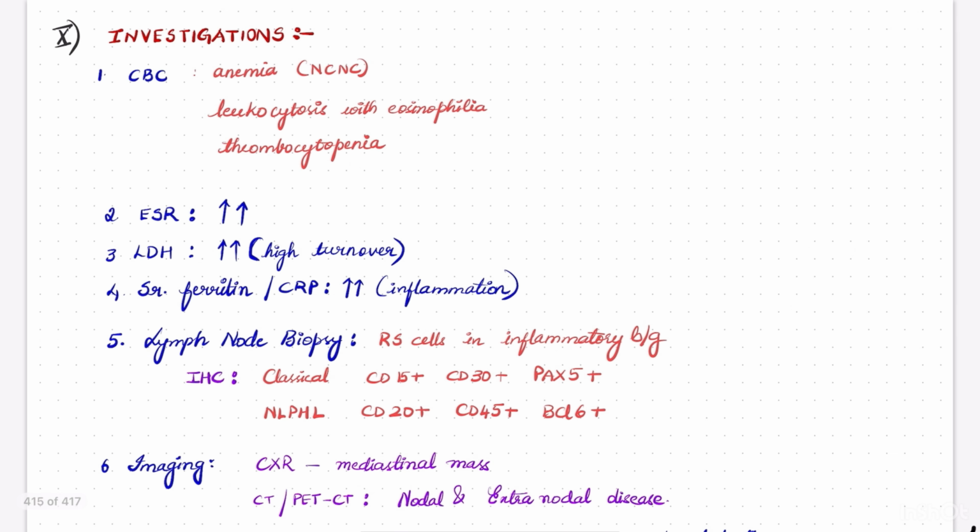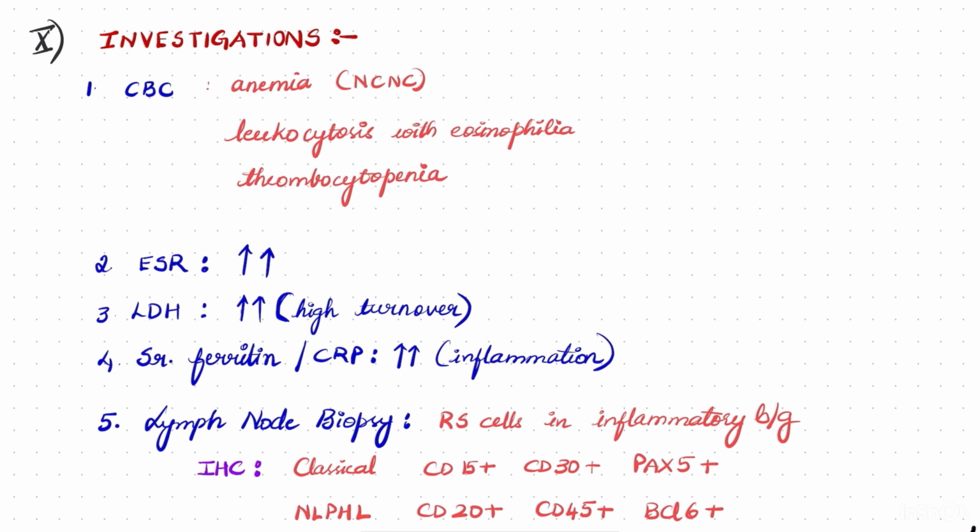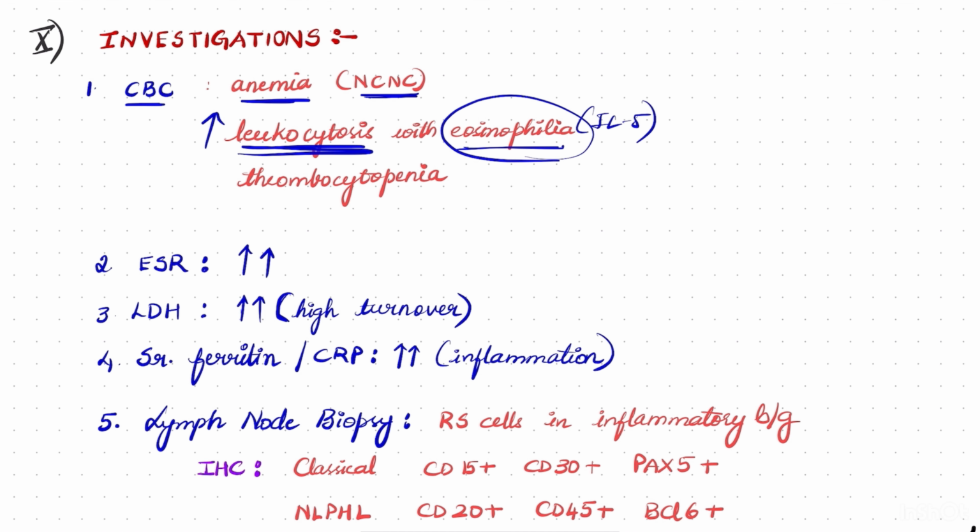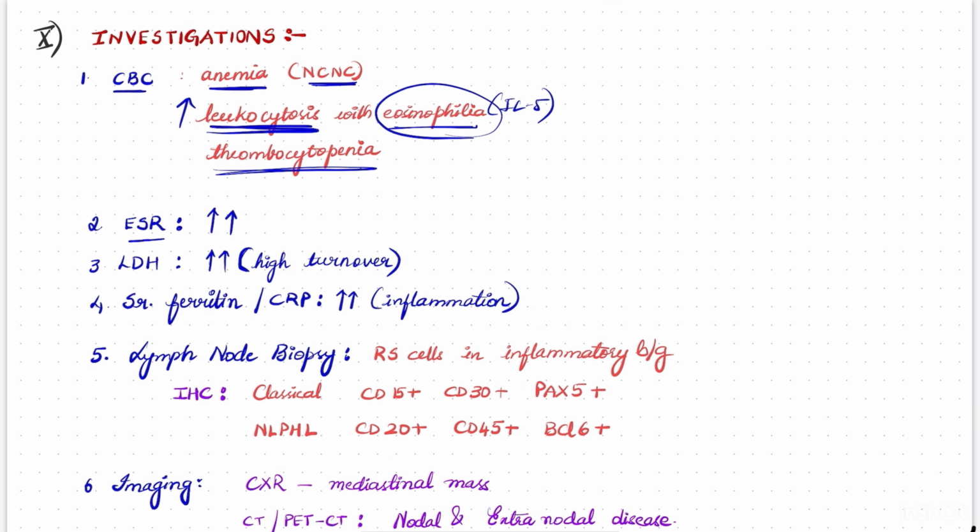Coming to the investigations, what are the investigations we do in Hodgkin's lymphoma? When we do a CBC, we find anemia mostly, which is normocytic, normochromic, and there is leukocytosis initially, that is an increase in WBCs with eosinophilia. Eosinophilia is because of interleukin 5, therefore it will contribute to the mixed inflammatory cell infiltrate. And whenever the bone marrow is involved, bone marrow infiltration can lead to leukopenia. And there is thrombocytopenia.